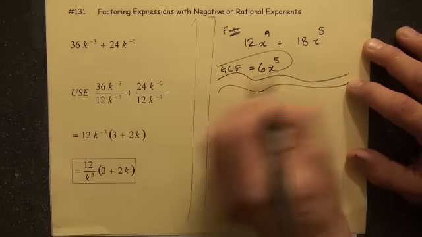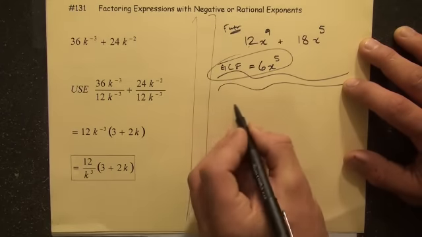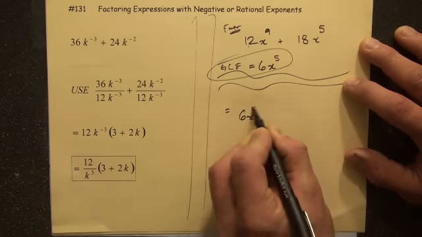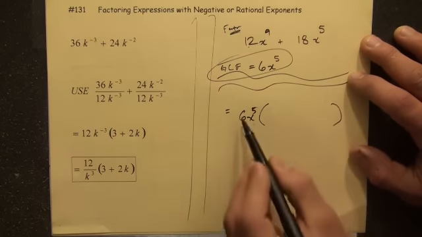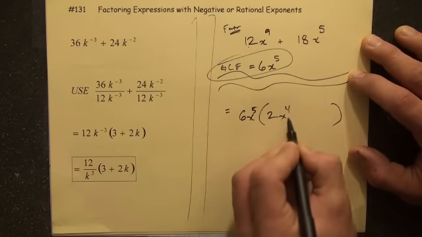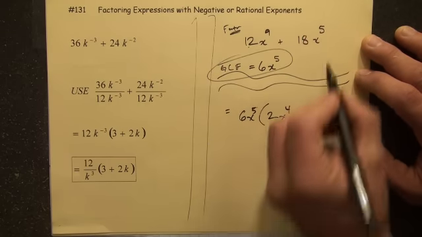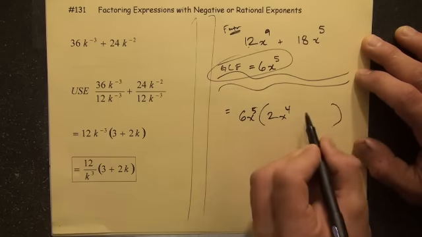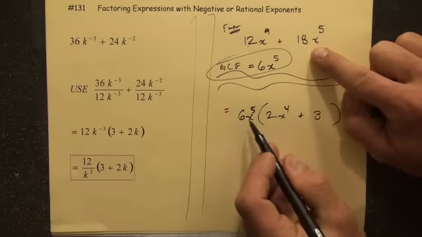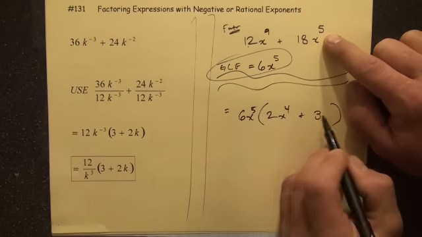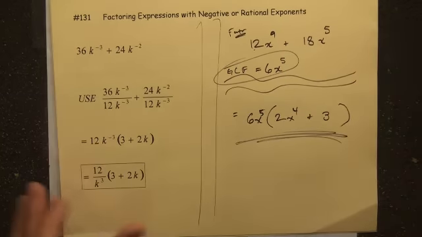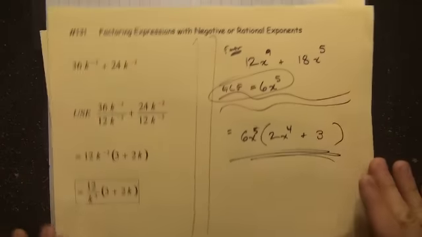So now we use the fact that 6x to the fifth is the greatest common factor. We're going to call this 6x to the fifth times. Now how many times does 6 go into 12? 2. X to the fifth goes into x to the ninth x to the fourth amount of times. And then you're just left with a 3, because 6 goes into 18 3 times, and x to the fifth goes in there just 1. So it would be 3 times 1, which is 3. And that's it. Let's use this logic over here.